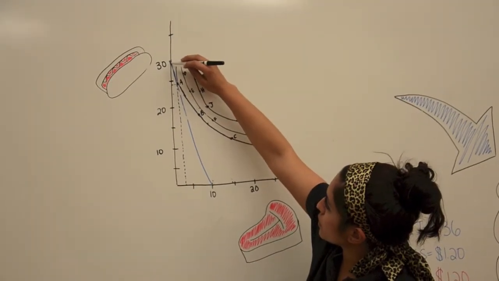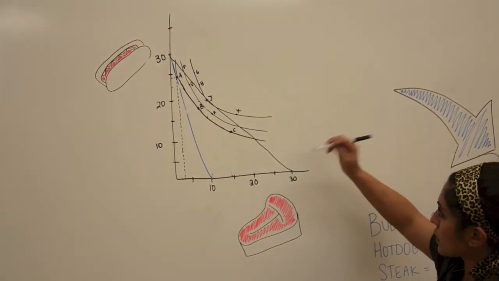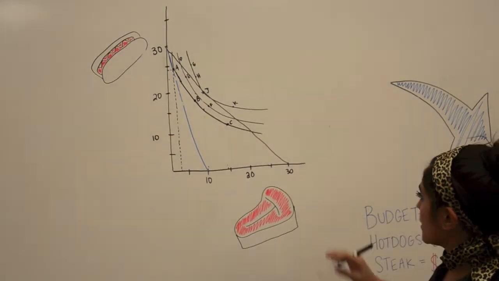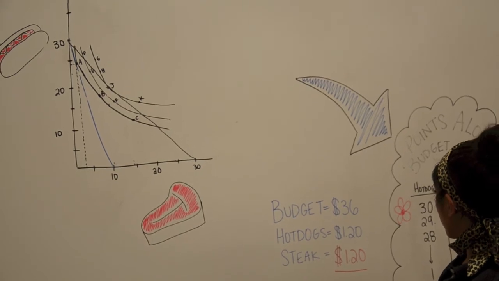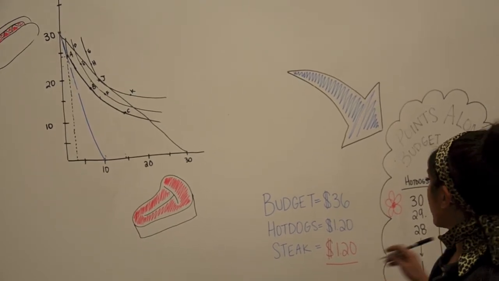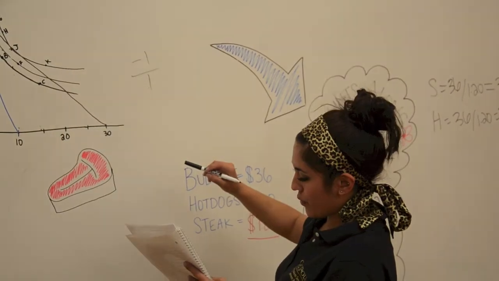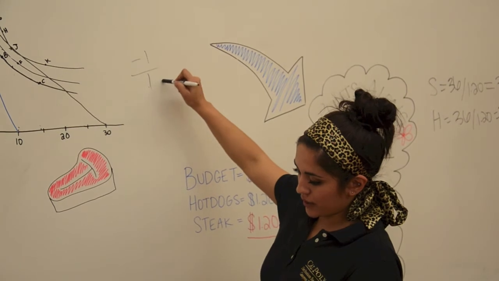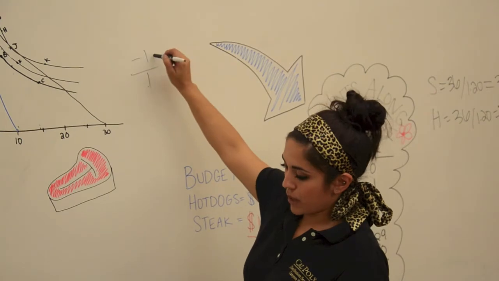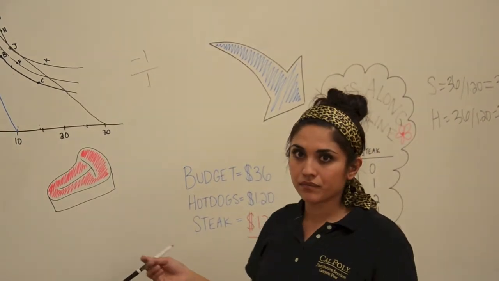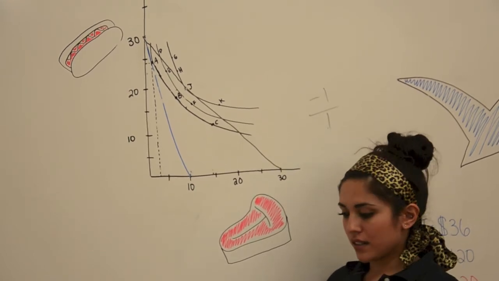So graph our line. Once we do that, because of the budget, it changes our slope. The slope changes to -1/1, and for one additional steak, I decrease the amount of hot dogs I can buy by 1 based on my budget. Because the price of steaks has decreased, we can now afford more steaks and hot dogs.